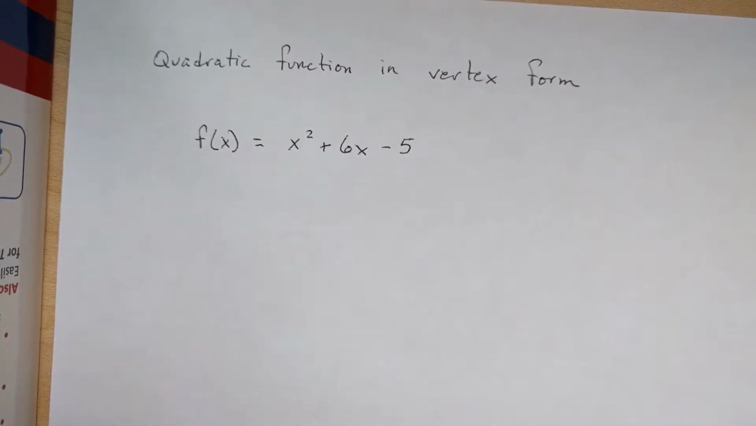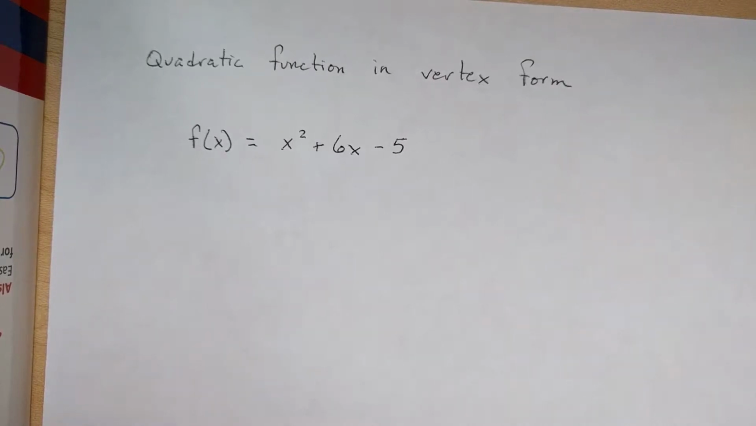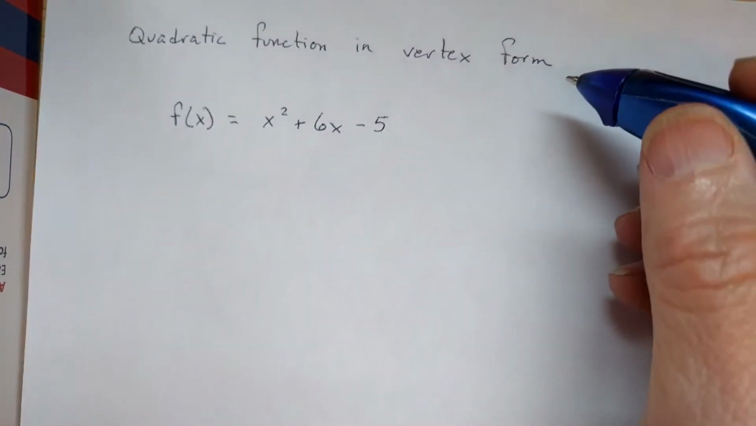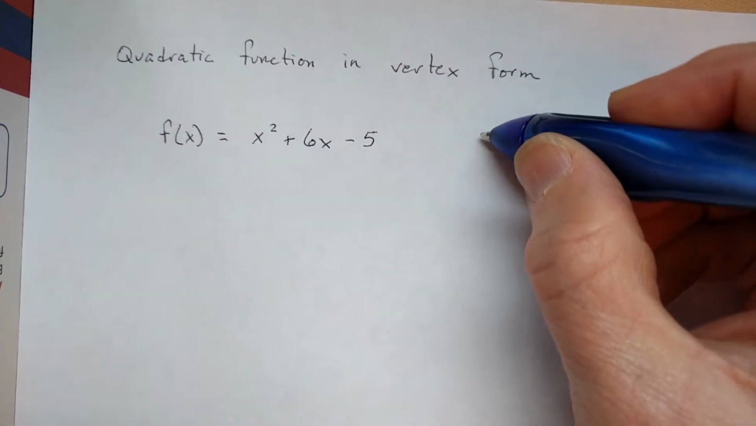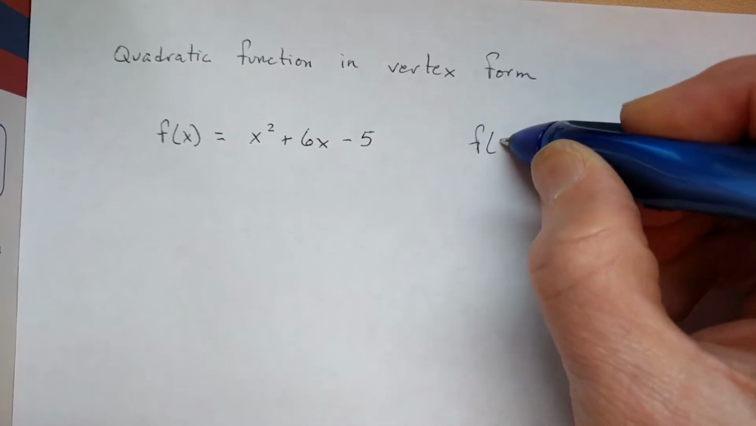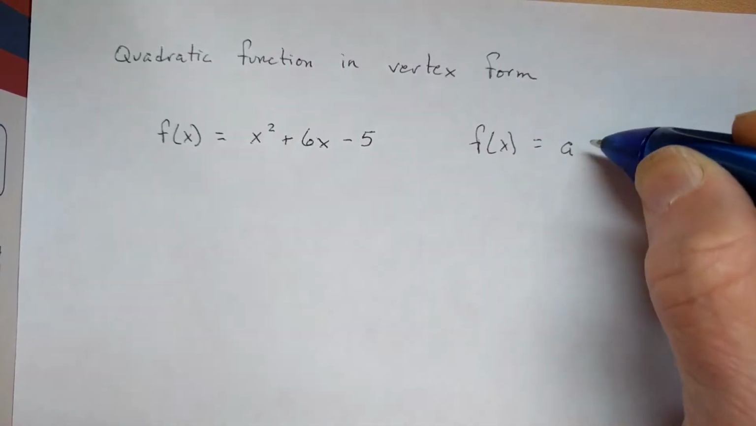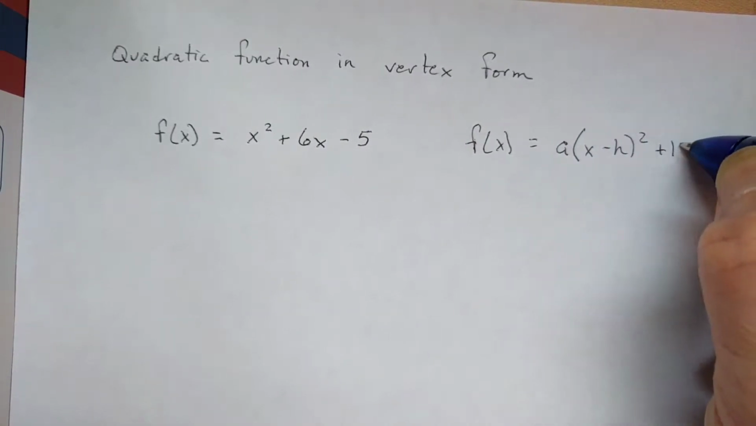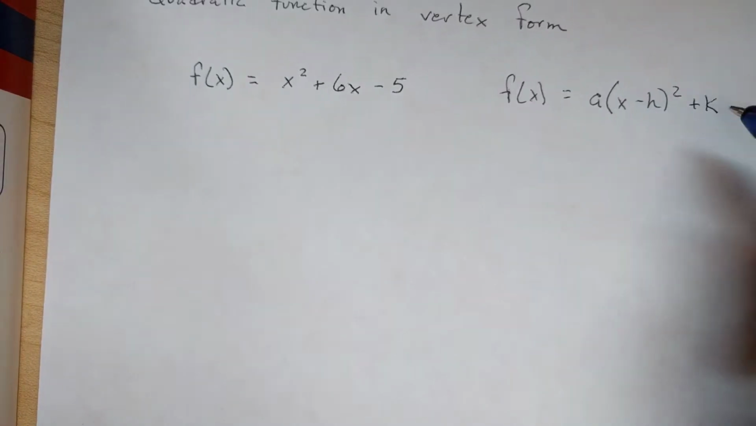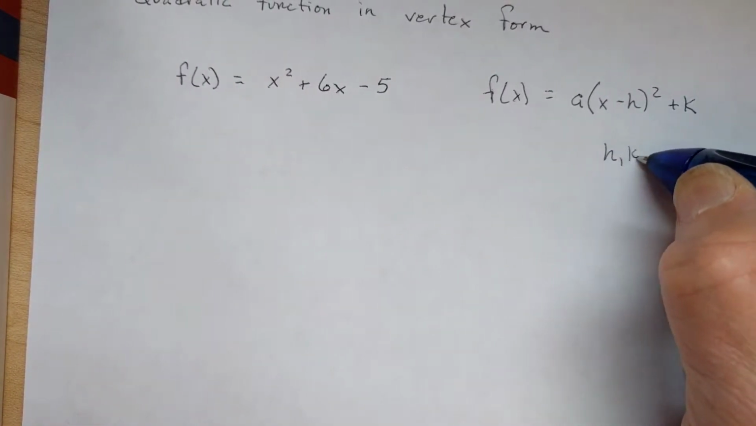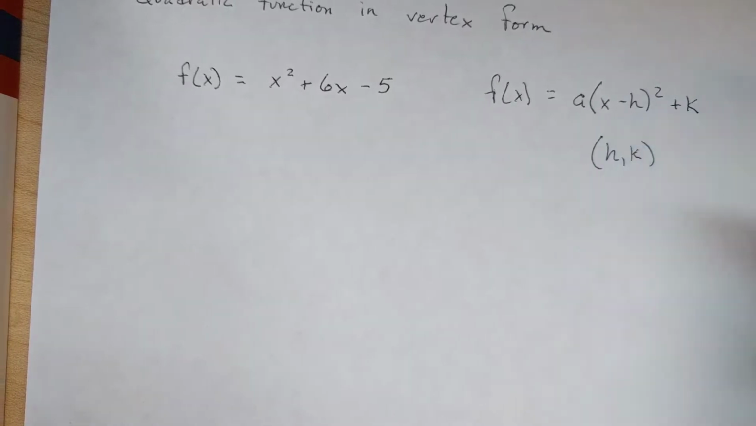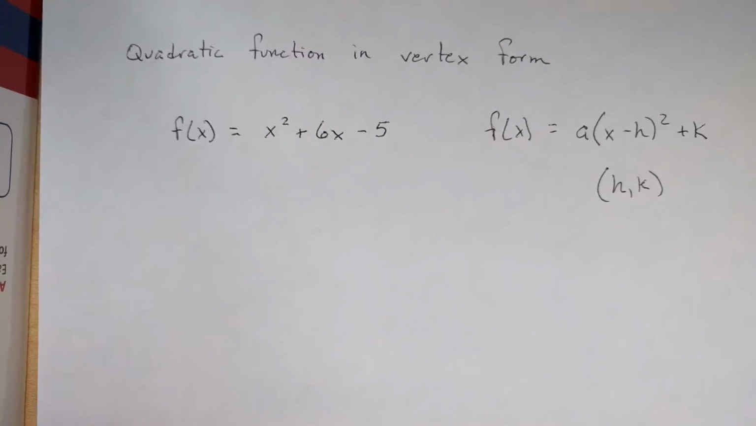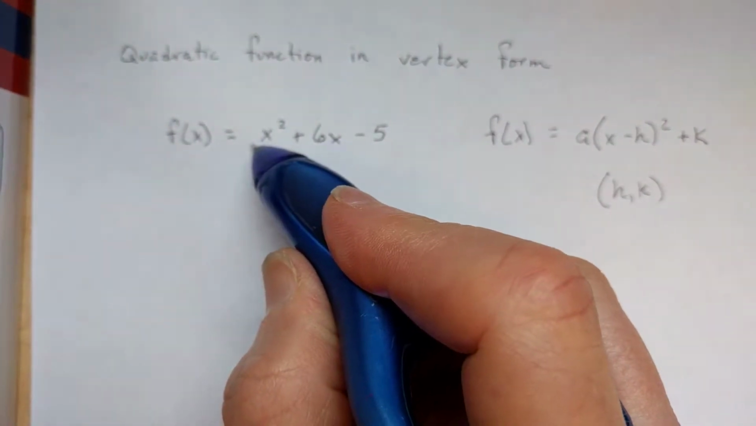So here we're going to take a quadratic function from standard form and put it in vertex form. We know the vertex form of a quadratic function is f of x equals a times the quantity x minus h squared plus k, where (h, k) is the vertex. We're going to start with this one here, where a is 1.